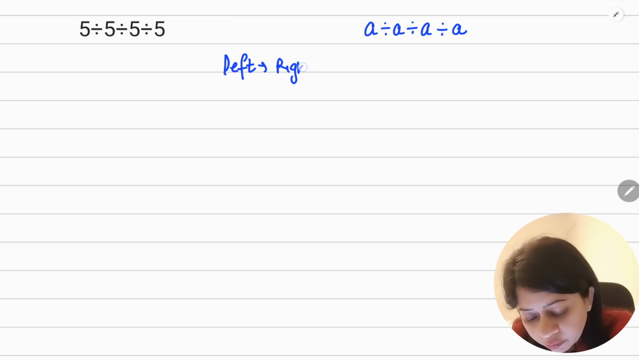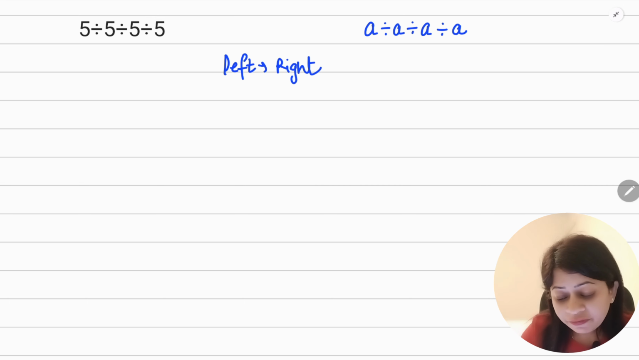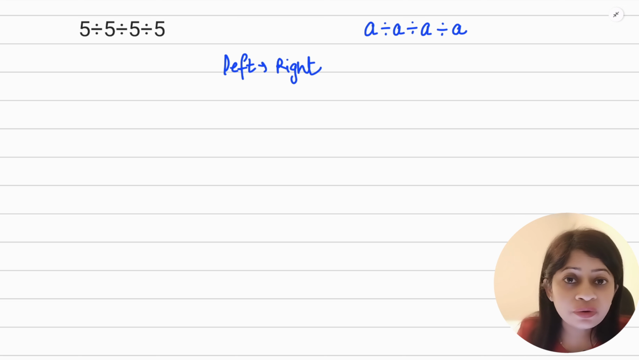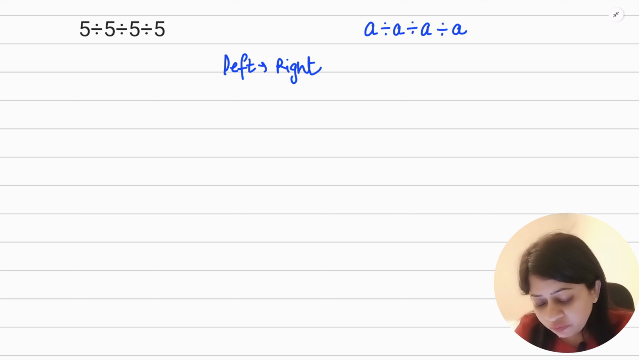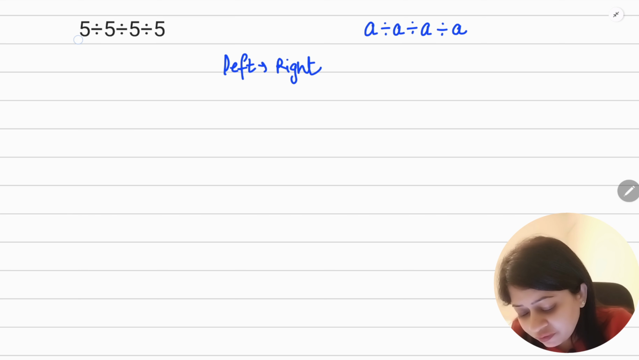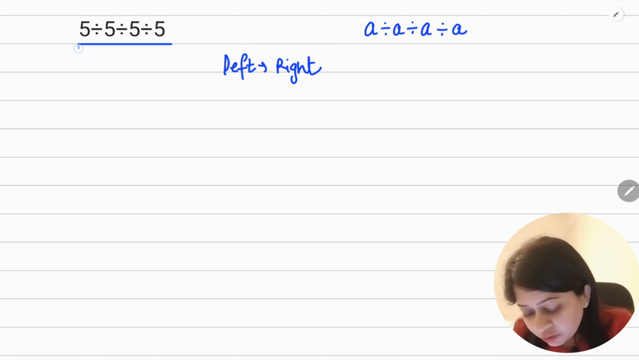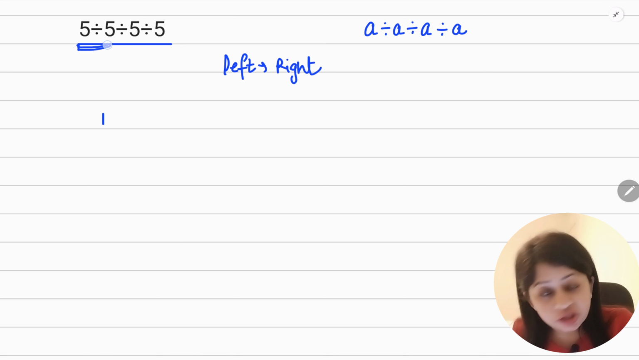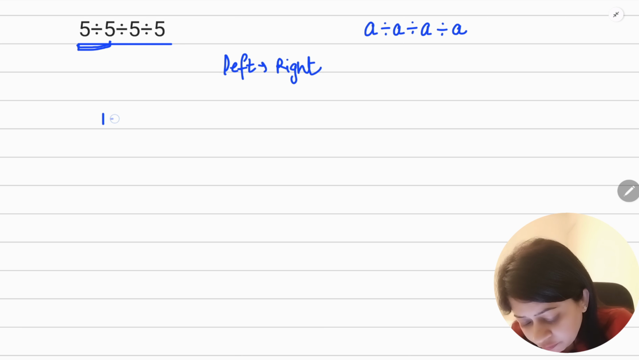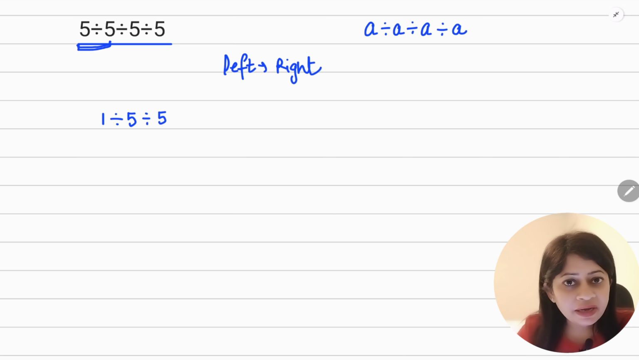But here in this question, I will solve first according to BODMAS and then I will tell you a short trick as well to do these types of questions. So here we have 5 divided by 5 divided by 5 divided by 5, right? So what will I do? I will solve this part first. What is 5 divided by 5? First operation, right? And then we have 1 divided by 5 divided by 5, right?